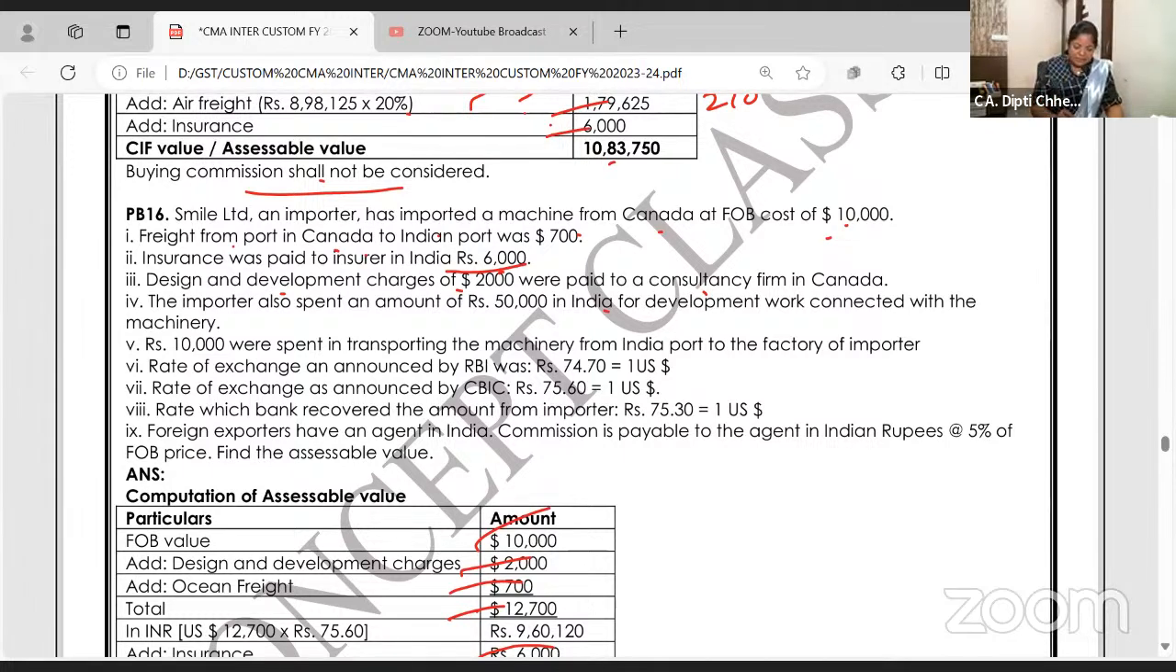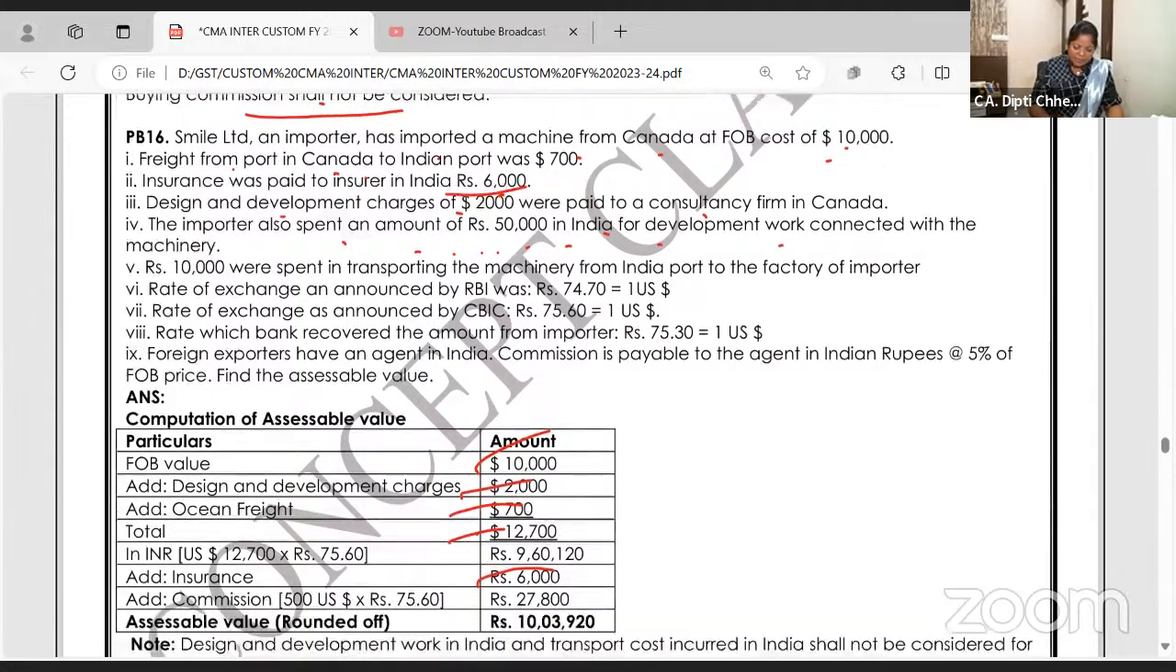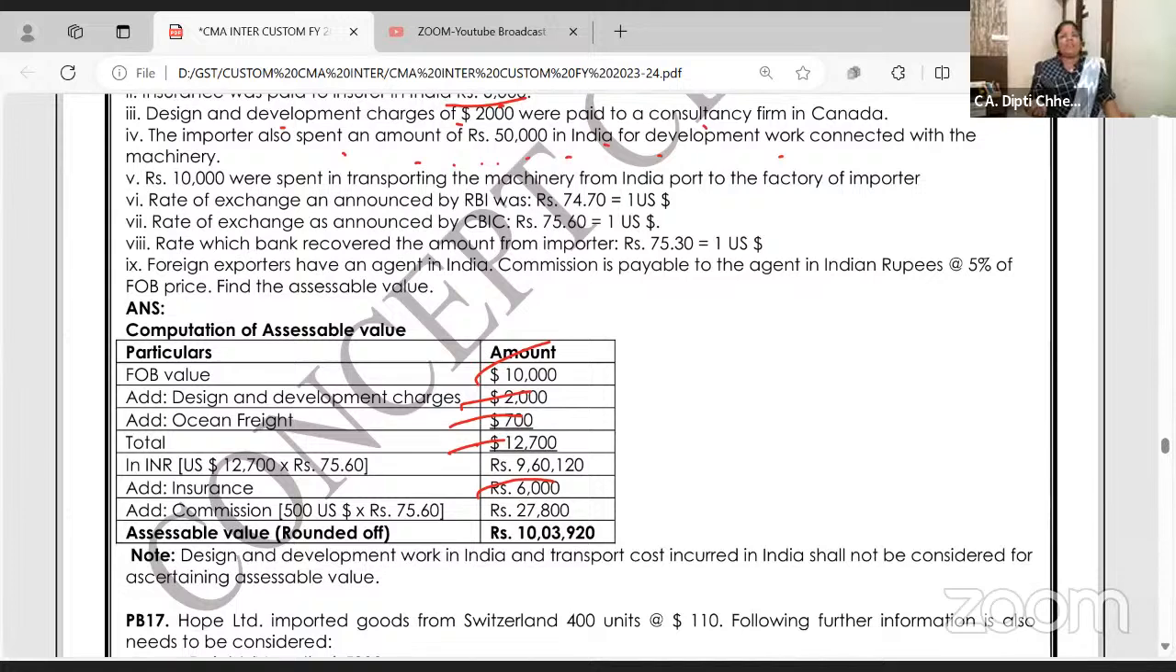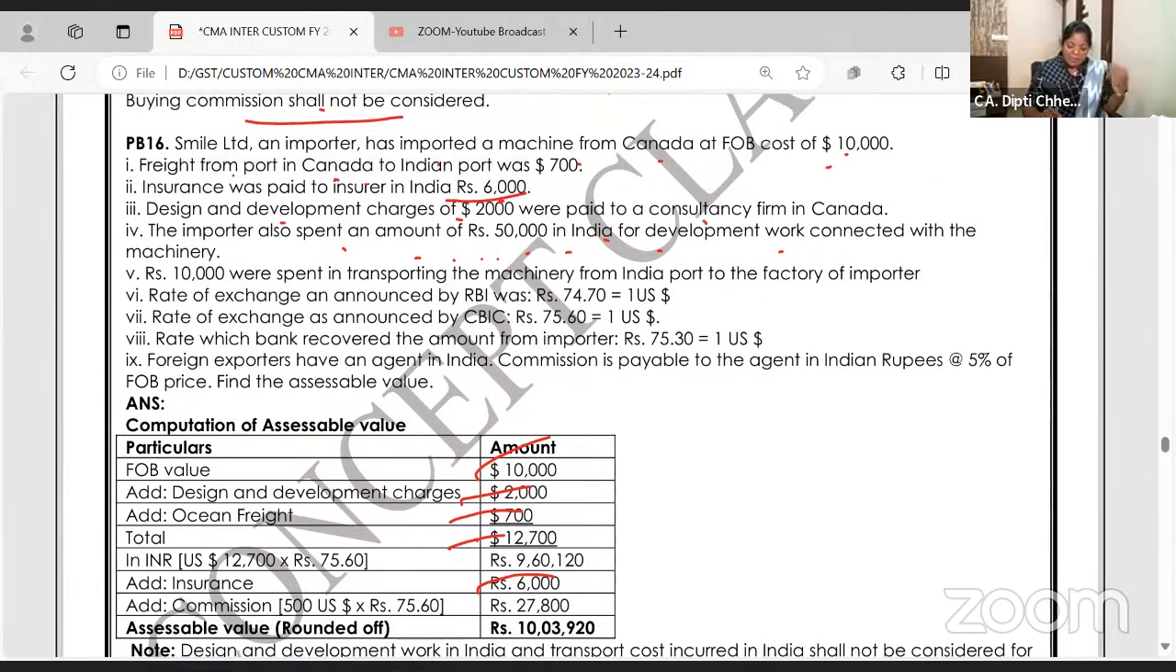Exactly same problem. What you did as 15th. Now importer has also spent 50,000 in India for some development work for machinery. That we will not take. If you incur any expenses after importing in India, development work for machine, import होने के बाद अब उसको paint करो, develop करो, कुछ भी करो, that's not the part of the assessable for charging duty. So we'll not consider this with a note.